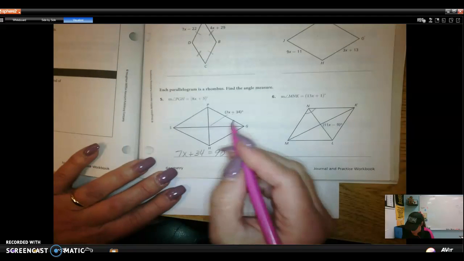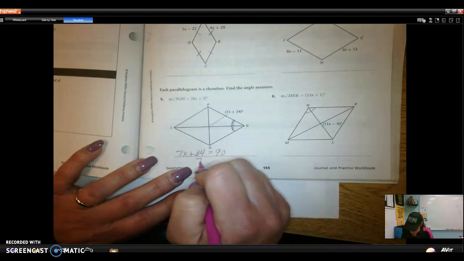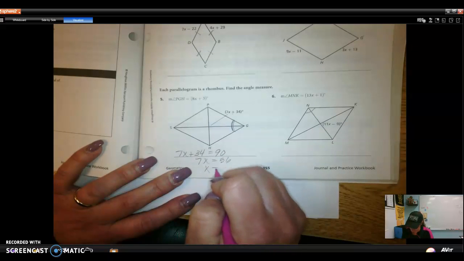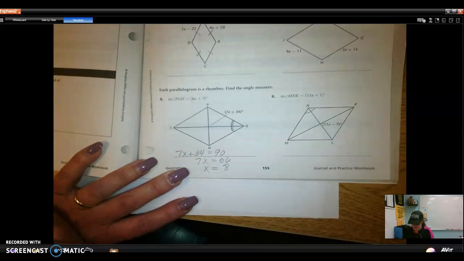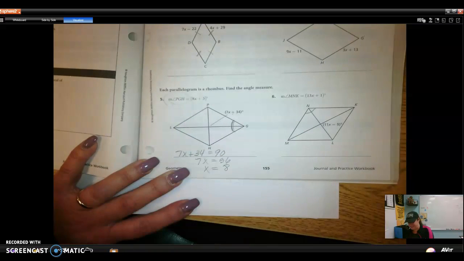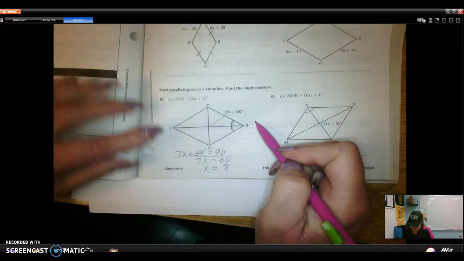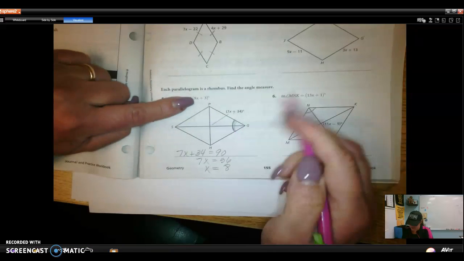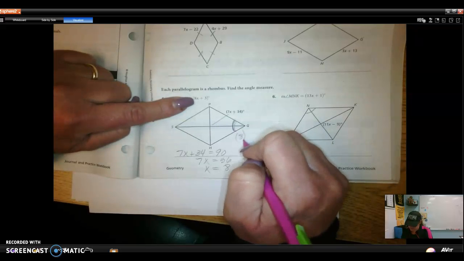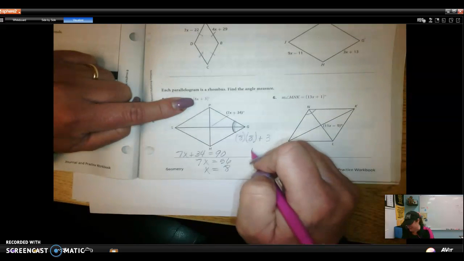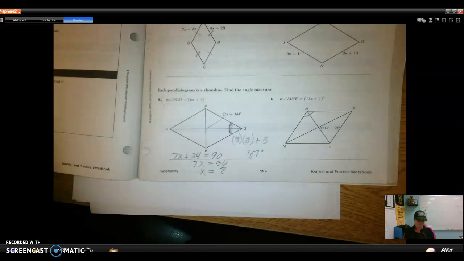All right, so here we go. I'm going to subtract 34 over, so 7x equals 56. When I divide by 7, I get an 8. But because we're trying to find angle PGH, we're just going to plug that in and get this angle right here. So what is 8 times 8 plus 3? Hopefully, you just said 67.